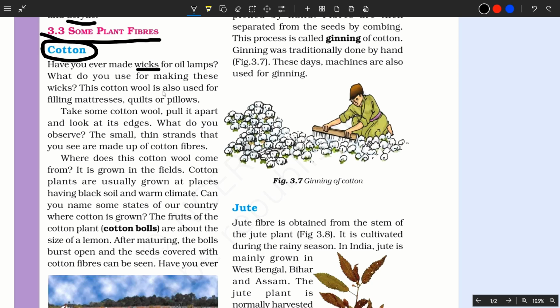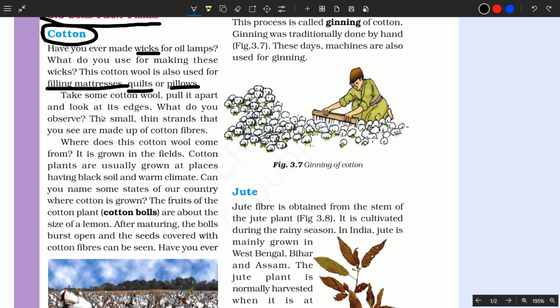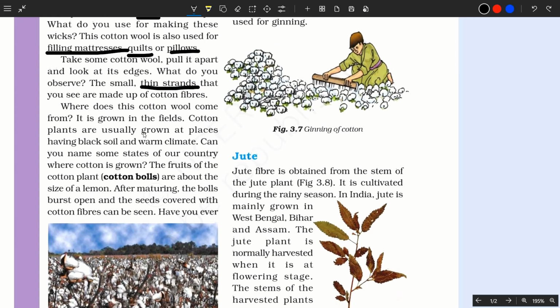This cotton wool is also used for filling mattresses, coils and pillows. We use this cotton for making pillows, beds, different types of rollers and so on. They also use it for decoration purposes. Take some cotton wool, pull it apart and look at its edge. What do you observe? The small thin strands that you can see are made up of cotton fibers.